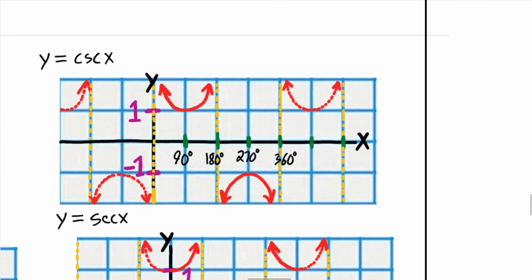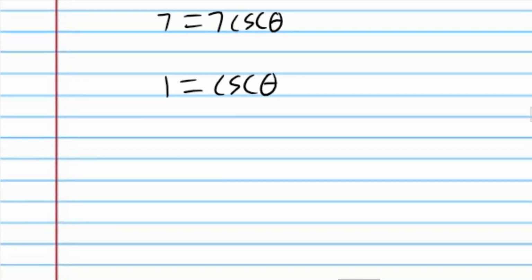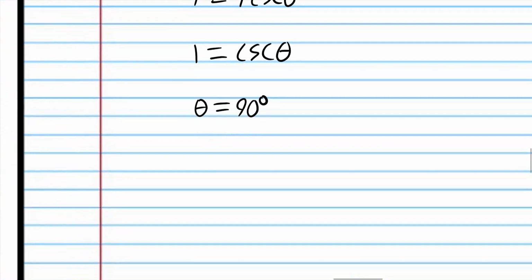And the answer is this point here. And that corresponds to 90 degrees. So 90 degrees is the angle that we're looking for. And that's really the only solution between 0 and 360. But we don't want the solution in degree units. So we're going to convert 90 degrees to radian measure.